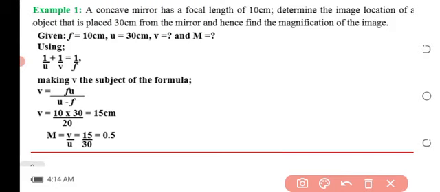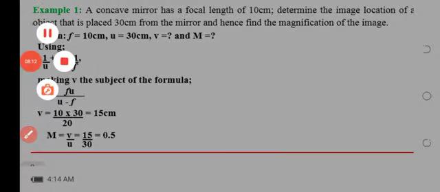Now also we find our magnification. Our magnification is equal to image distance over object distance. That will be 15 over 30. This is the formula for magnification. That will be 15 over 30, and that will give us 1 over 2, which is also equal to 0.5.